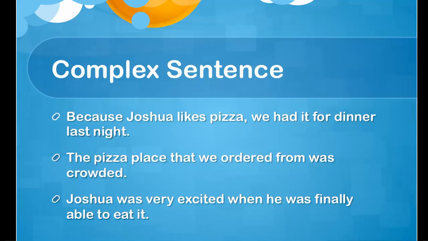And number 3, Joshua was very excited when he was finally able to eat it. Joshua was very excited is the independent clause. When he was finally able to eat it is the subordinate clause. These two clauses are joined together by the subordinating conjunction when.